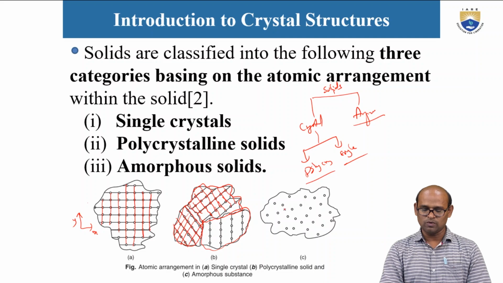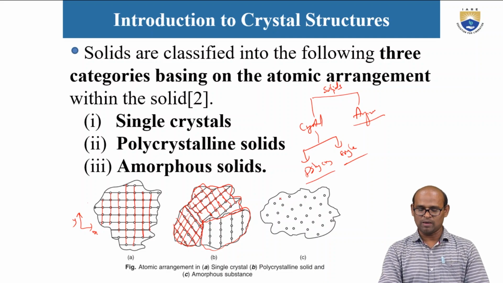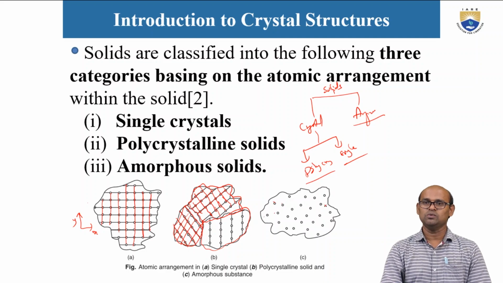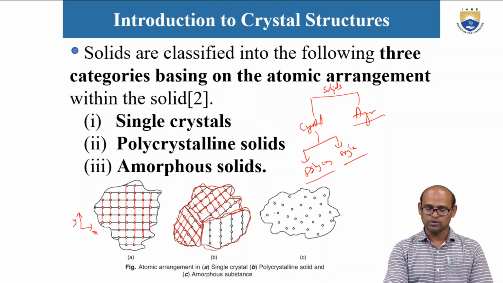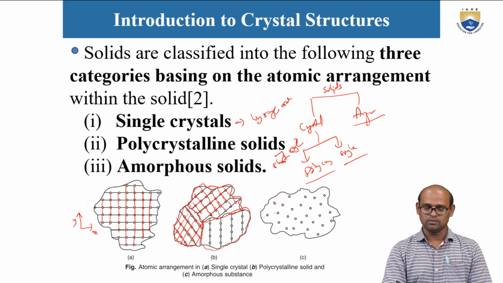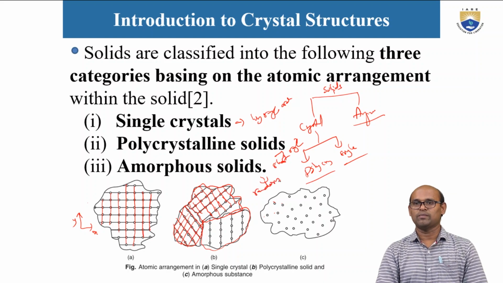And coming to the third one, which is called an amorphous solid, we know that in an amorphous solid there is no regular arrangement of atoms. All the atoms are sitting in a random manner. So here you have regular arrangement of atoms, which is long range order. Here you have short range order, only for smaller distances you have regular arrangement, whereas in amorphous material there is no order, just random atomic arrangement.